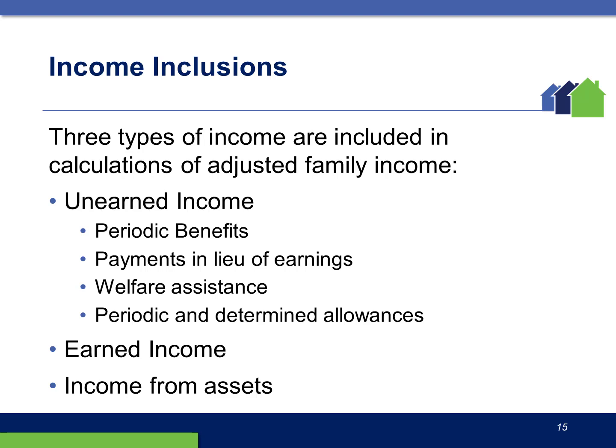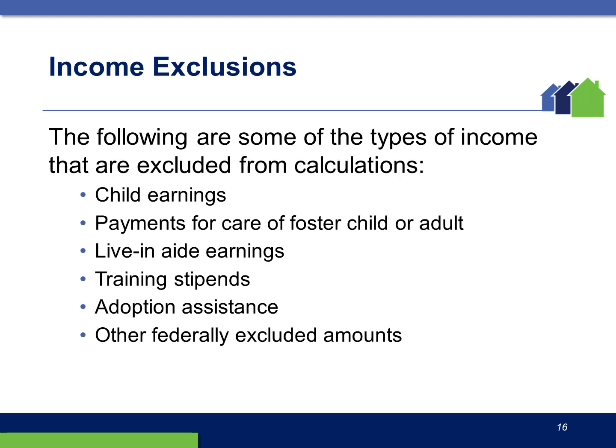Next are earned sources of income, such as wages, self-employment, and military pay. And last, income from assets, such as income earned from accrued savings. This last category is the least commonly applicable to the HCV population. Here are the most common types of income that are excluded from calculations: earnings of household members under the age of 18, payments for foster care, live-in aid earnings, as the live-in aid is not considered a household member, training stipends, adoption assistance, and any other type of income that is considered federally excluded.